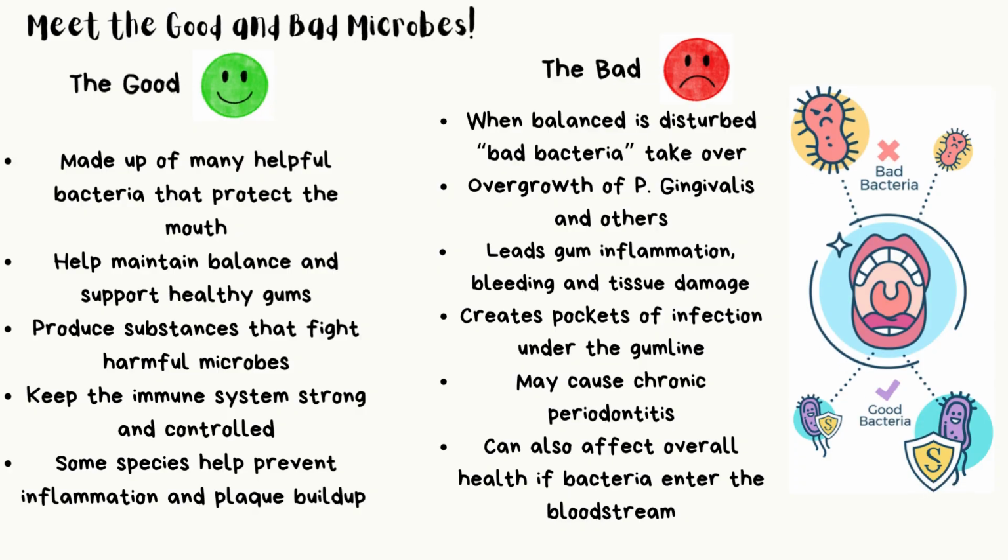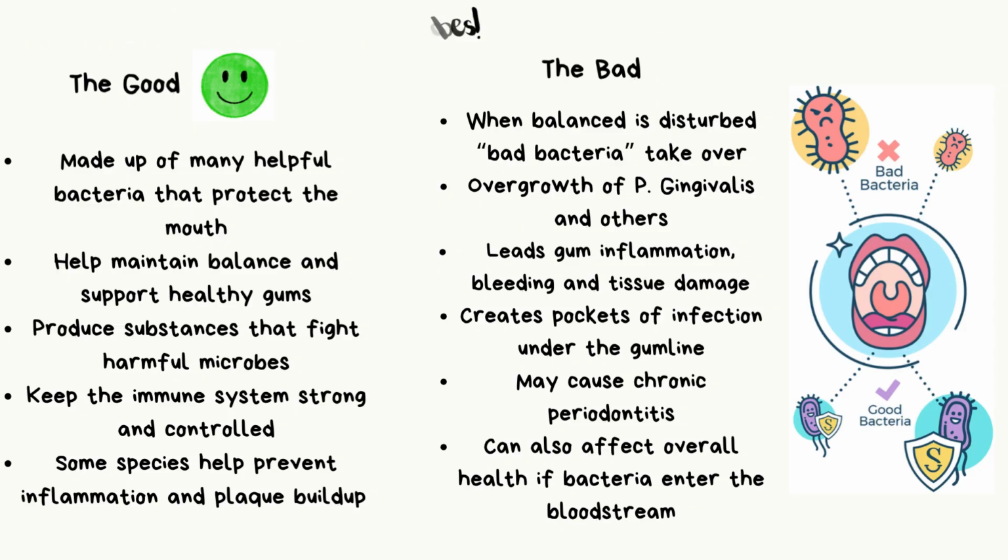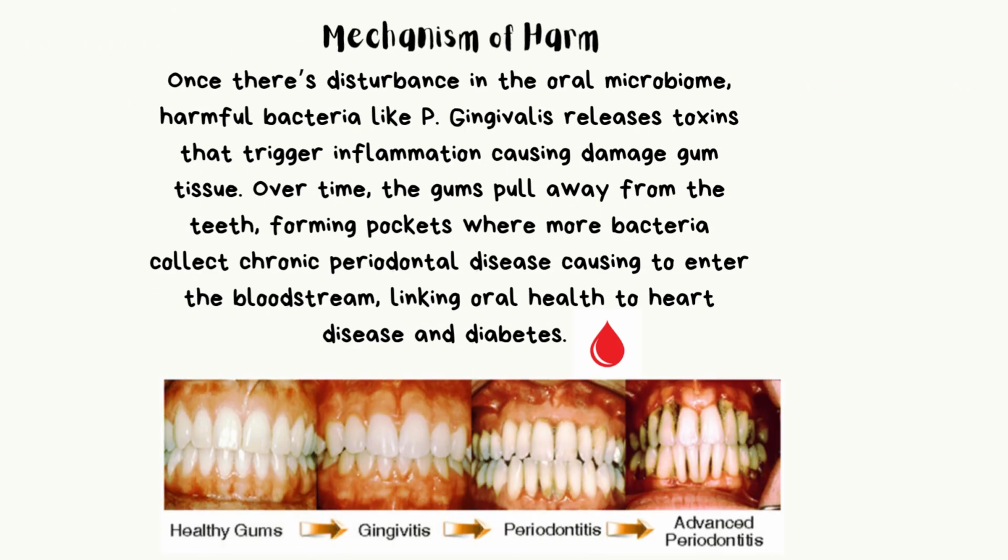Meet the good and the bad microbes. The good are made up of many helpful bacteria that protect the mouth, help maintain balance and support healthy gums, produce substances that fight harmful microbes, and keep the immune system strong and controlled. Some species help prevent inflammation and plaque buildup. The bad: when balance is disturbed, bad bacteria take over. Overgrowth of P. gingivalis and others leads to gum inflammation, bleeding, and tissue damage. It creates pockets of infection under the gum line, may cause chronic periodontitis, and can also affect overall health if bacteria enter the bloodstream.